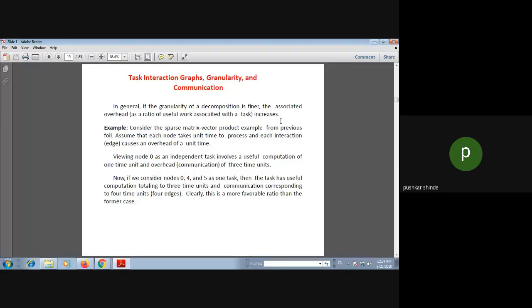Okay. Example, consider the sparse matrix vector product example from the previous foil.